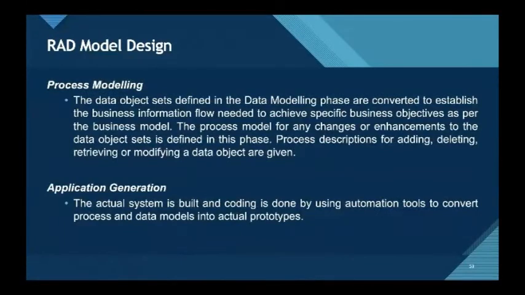Process modeling. The data object sets defined in the data modeling phase are converted to establish the business information flow needed to achieve specific business objectives as per the business model. The process model for any changes or enhancements to the data object sets is defined in this phase. Process descriptions for adding, deleting, retrieving, or modifying a data object are given.